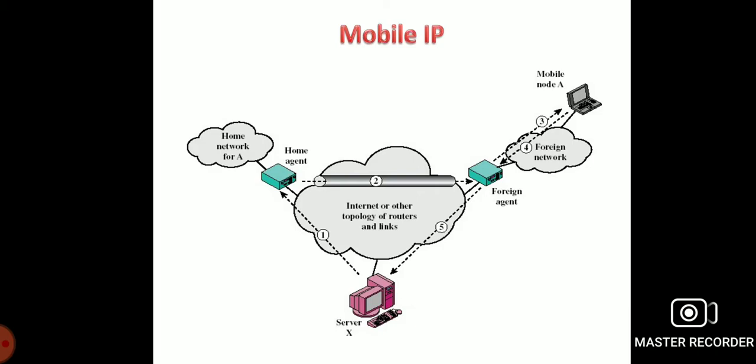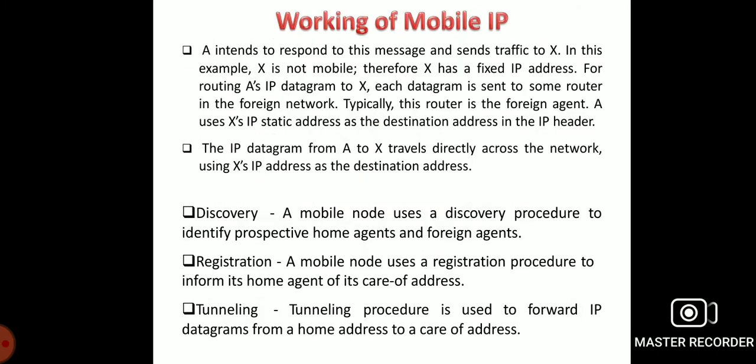Now, the working of mobile internet protocol has three different phases. First of all, discovery, registration and tunneling. Now we can see the structure. In the discovery process, a mobile node uses a discovery procedure to identify the prospective home agent and foreign agent.